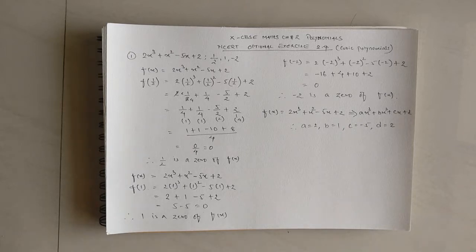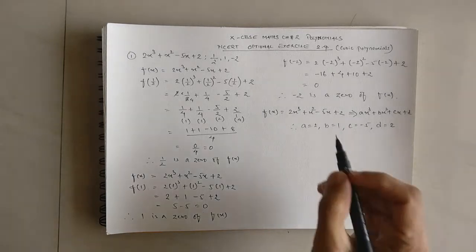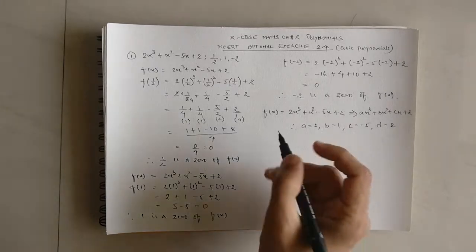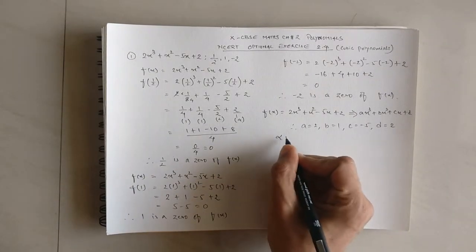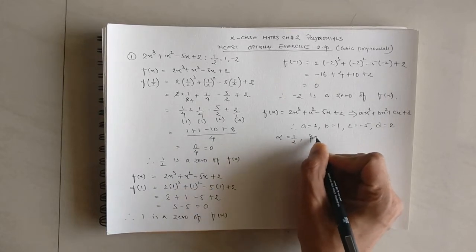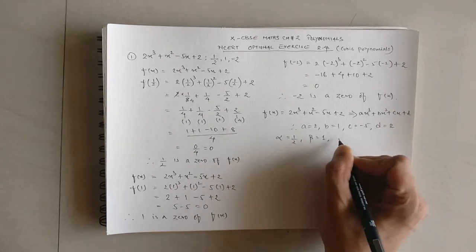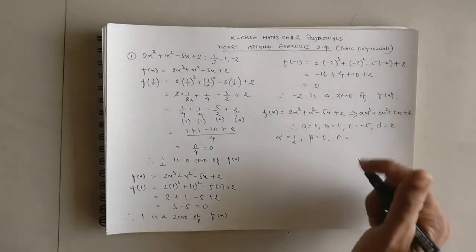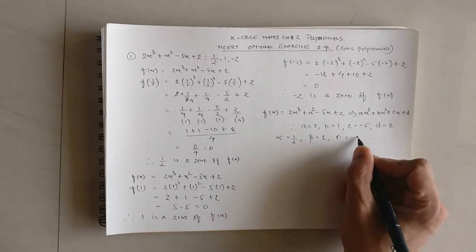Now how to verify the relationship between the zeros, which we have got here verified already, that these are the zeros. How to verify the relationship between zeros and the coefficients, that is a, b, c, d. Now we know that the three zeros are alpha 1 by 2, beta 1, and gamma. This is the sign of gamma. Okay, gamma is minus 2.